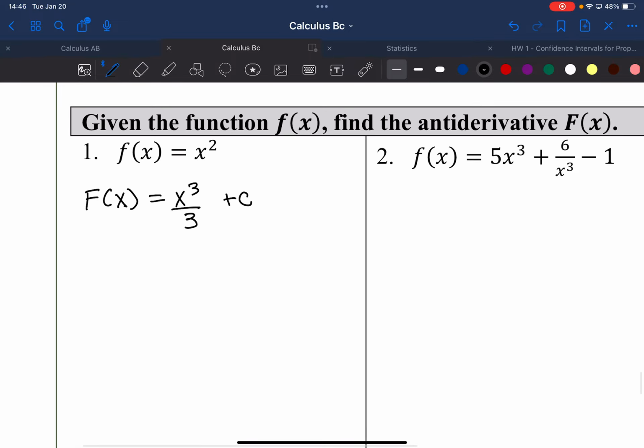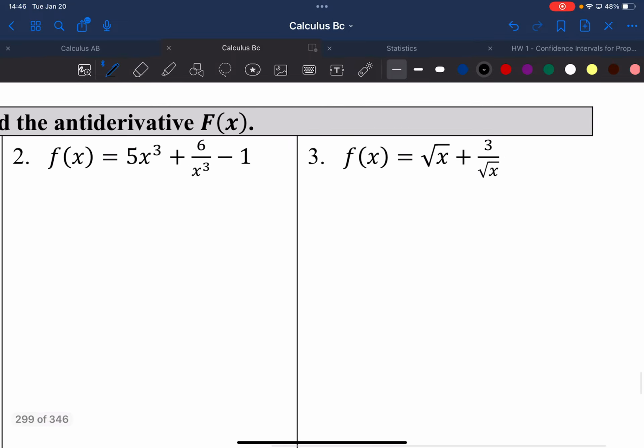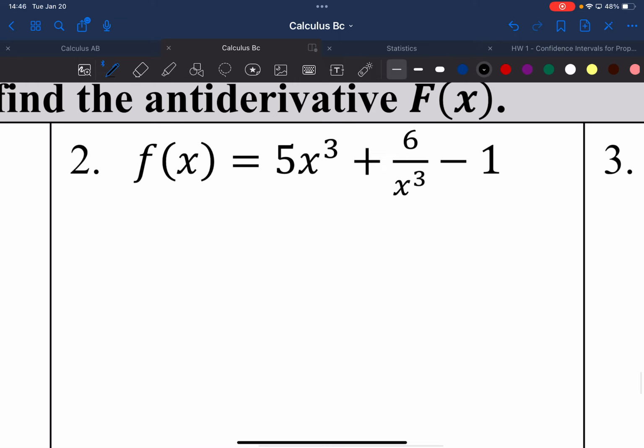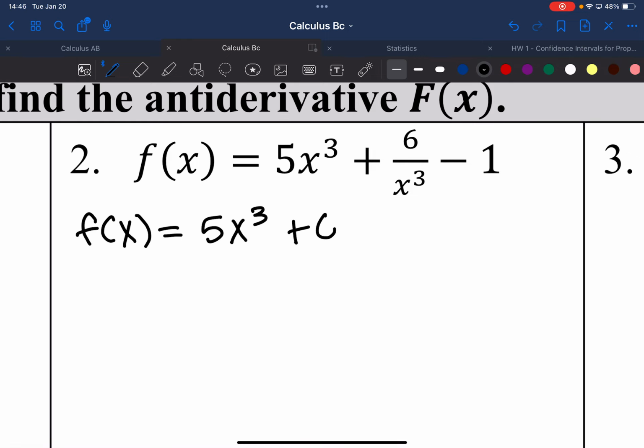For number 2, before we find the antiderivative, I'm going to make sure that I have everything in terms of exponents. So for example, that x cubed that's in the denominator, I'm going to move it up to the numerator. So I have my function f of x is equal to 5x cubed plus 6x to the negative 3 power minus 1. And then I'm going to find the antiderivative. So looking at just the first term, what would that be?